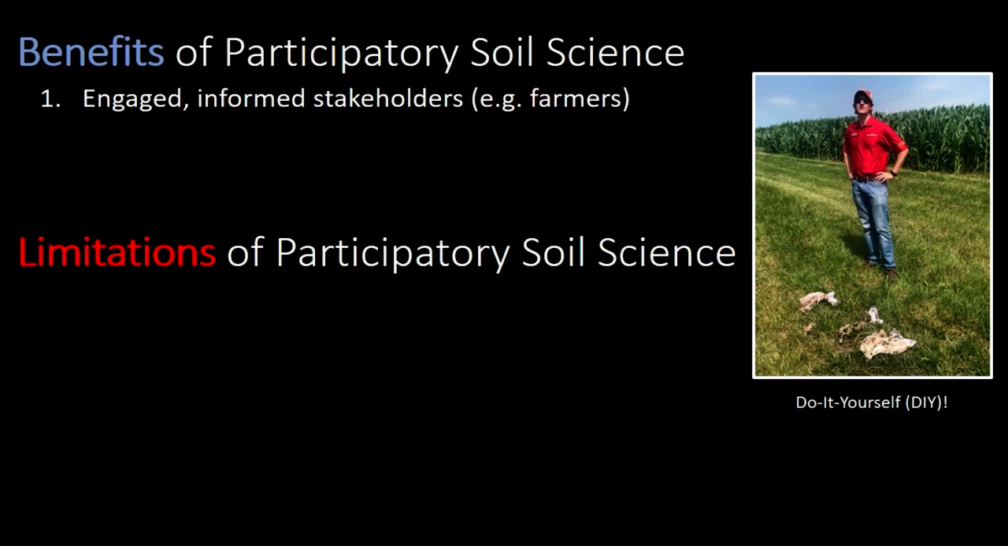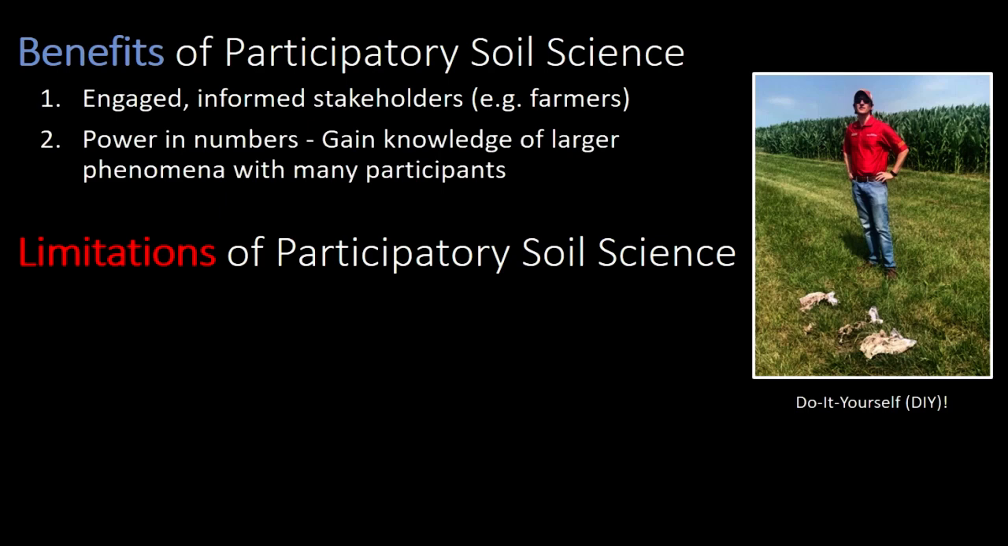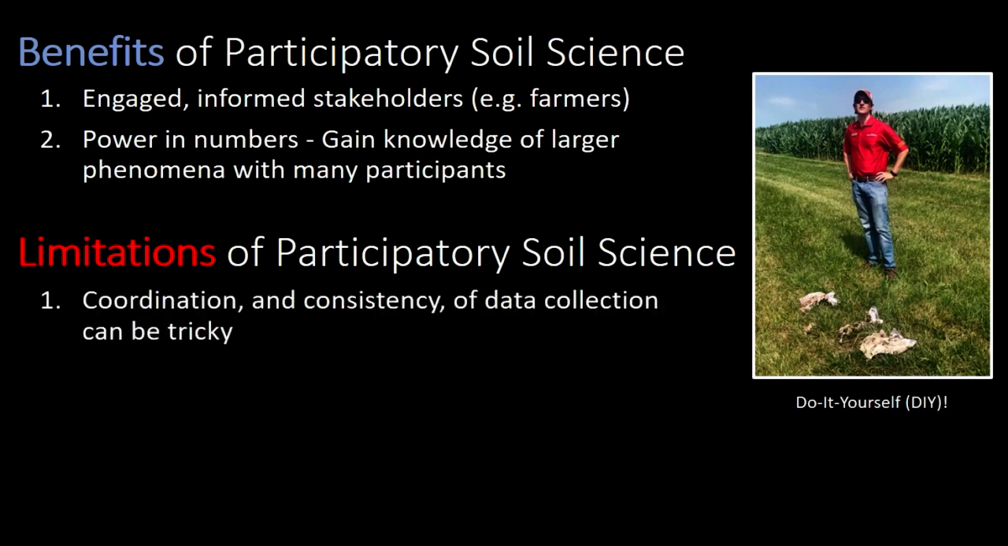Okay, so the benefits of participatory science or citizen science: you can engage and you can inform stakeholders. In my case, a lot of times we're talking about farmers. This is a good way to engage farmers in measuring their own soil health, but thinking about it. Power in numbers, so we can gain knowledge of larger phenomena by including more people and measuring it in more locations, right? We as faculty and students and postdocs can only measure so much at one time.